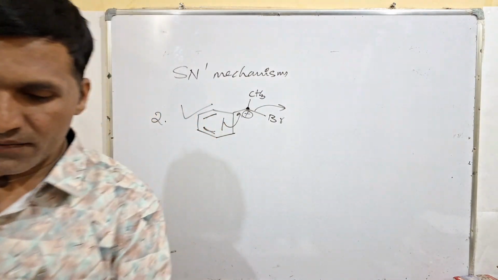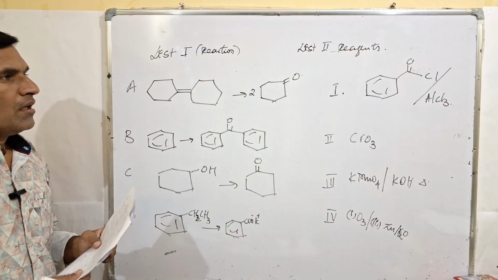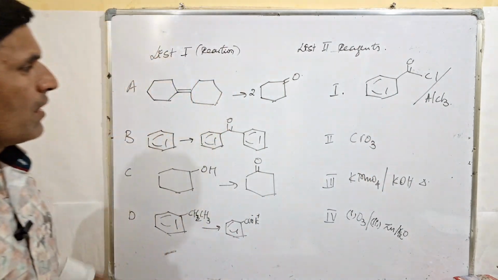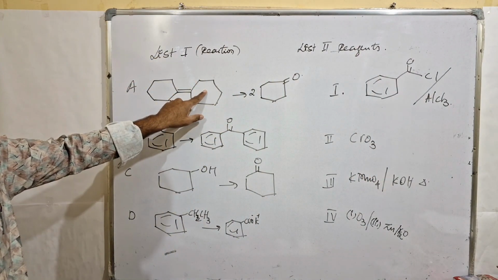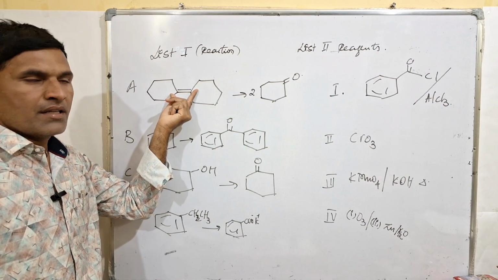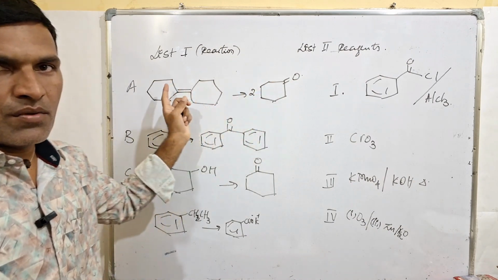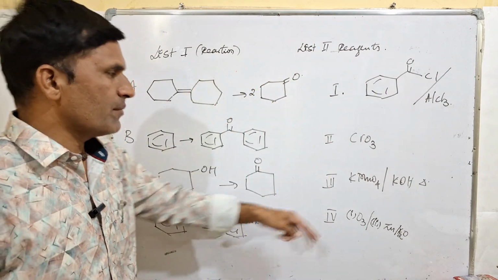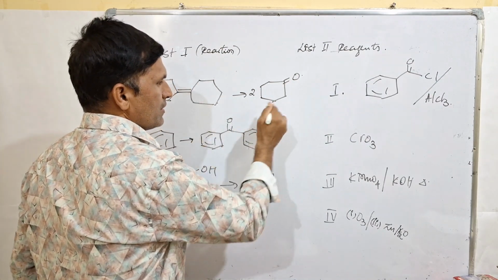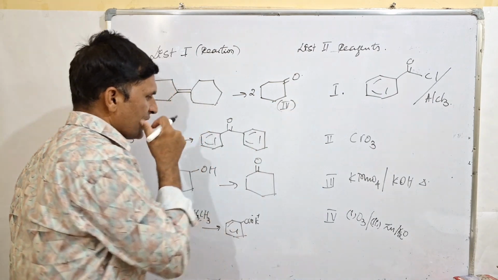Let us move on to the next question. Once again, match the following. These are the reactions which are given, and here the reagents are mentioned. When you look at the first one, by doing ozonolysis of an alkene we can break this bond and get this product, and that can be done by ozone followed by zinc hydrolysis. So this is the fourth option, it is going to match.